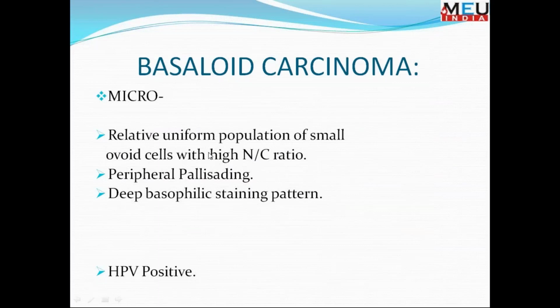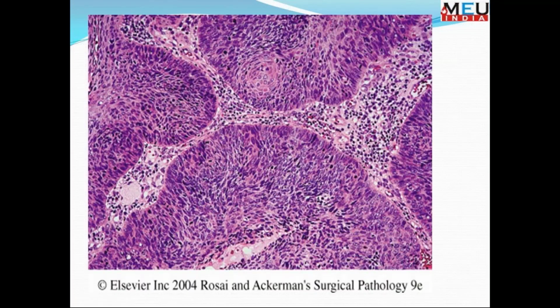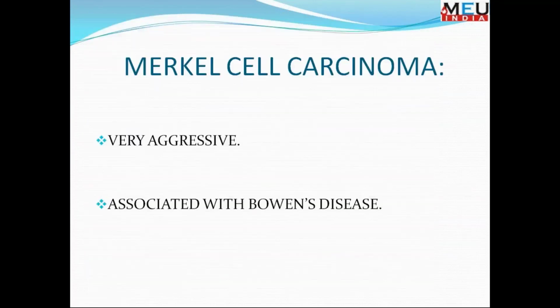Microscopically, we find a relatively uniform population of small ovoid cells with a high nuclear cytoplasmic ratio, peripheral palisading, and deep basophilic staining pattern. The human papilloma virus is positive. This is the basaloid carcinoma with peripheral palisading arrangement in the vulva. Merkel cell carcinoma is another disease which is very aggressive and associated with Bowen's disease.